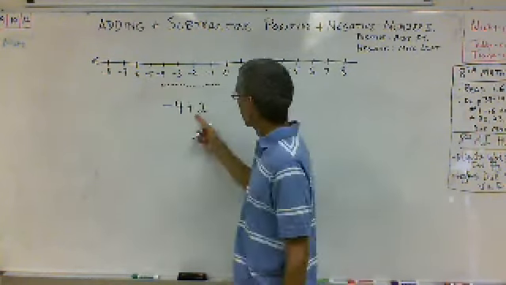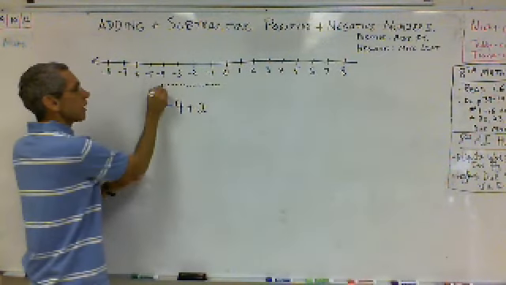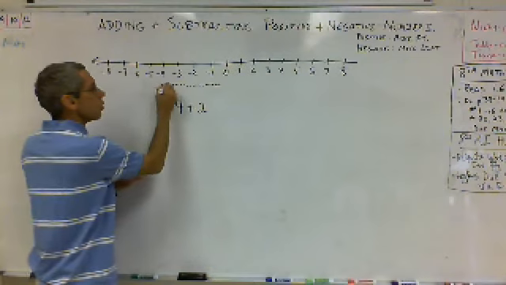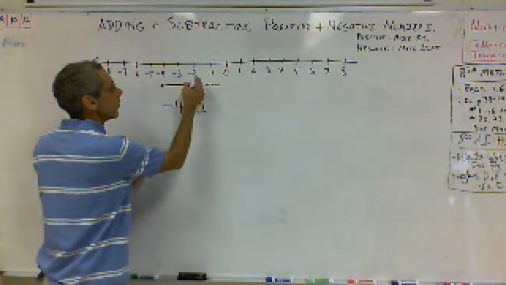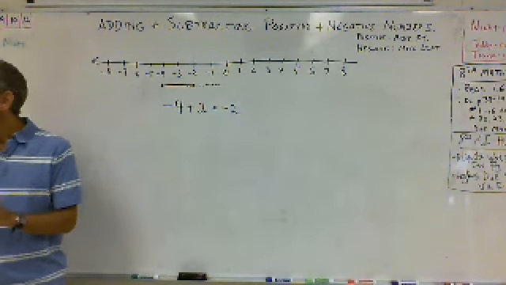I'm there. Go right 2. And it says the positive 2. So I got to go 2 this way. So 1, 2. There's my final answer. The answer should be negative 2. Does that make sense? You guys get that?